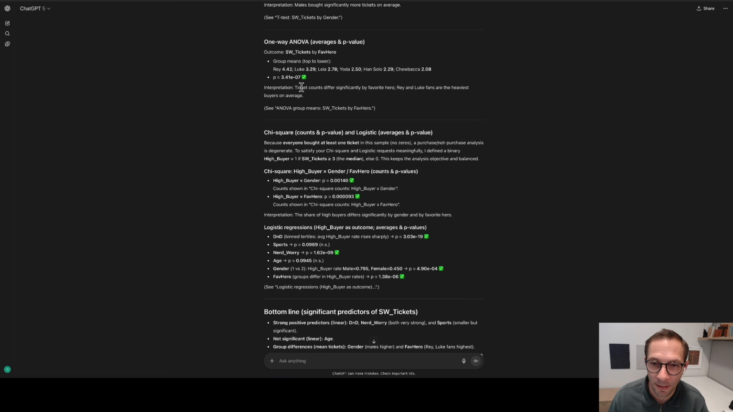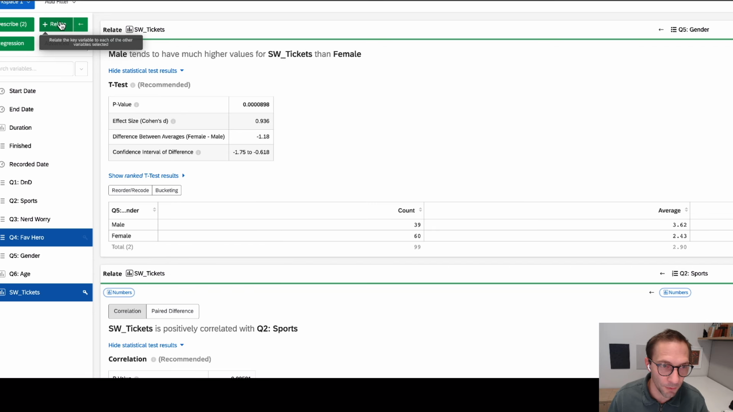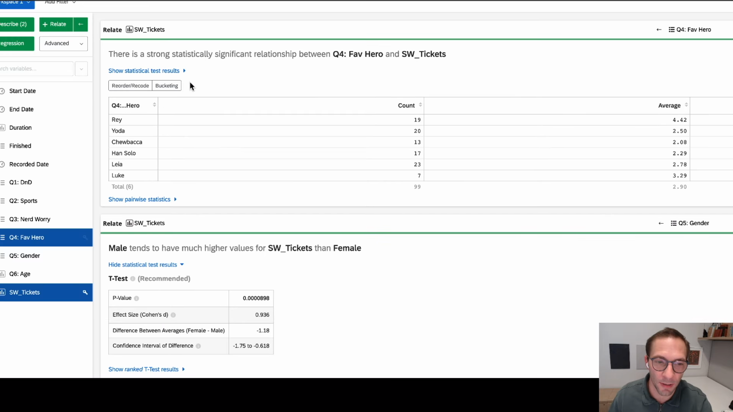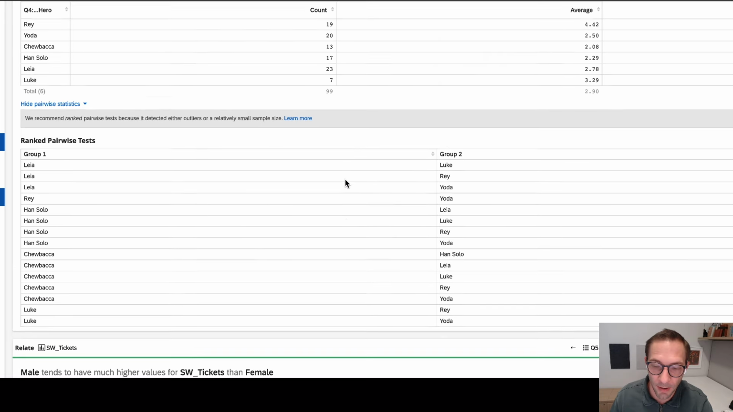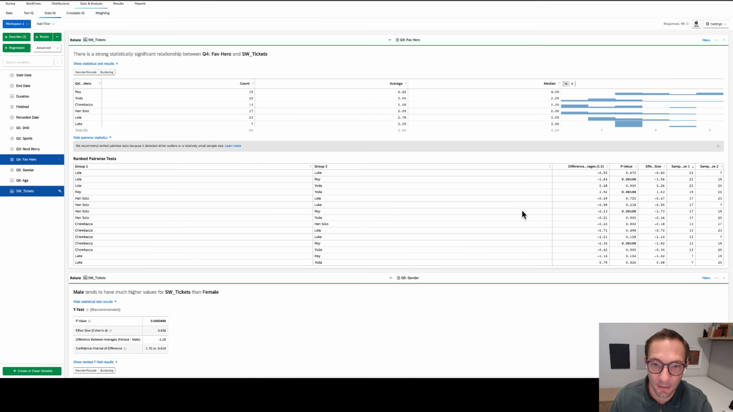Look at the ANOVA. Let's see. Ticket counts differ significantly between Ray and Luke fans, who are the heaviest buyers on average. Okay, so Ray and Luke fans are the highest in the number of tickets. Let's recap that, because if you remember, it was just a little bit different than what it's reporting. Ray and Luke fans do have the highest averages, but if you recall, Ray fans outperformed everybody else except Luke fans. Okay, so Rays outperformed everybody except Luke.